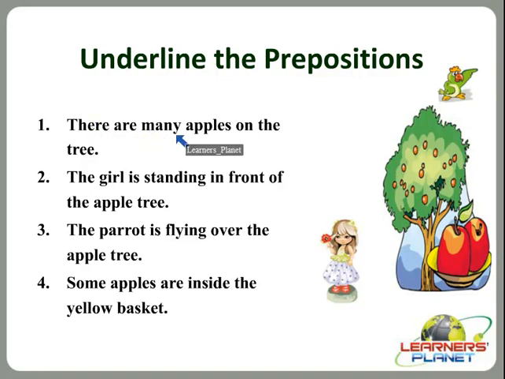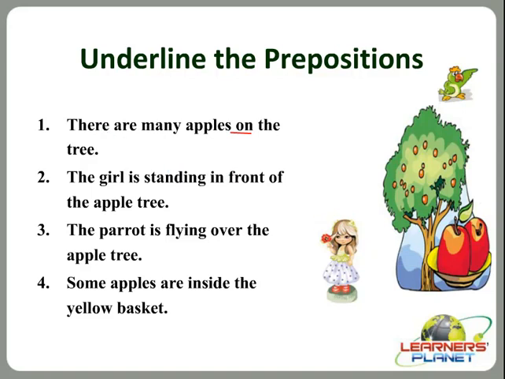There are many apples on the tree. Underline the prepositions. Let me do it for you, students. The first preposition is on. There are many apples on the tree. The next sentence. The girl is standing in front of the apple tree. Here is the girl, here is the tree. The girl is standing in front of the apple tree.